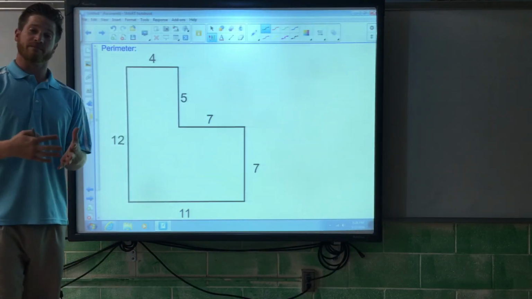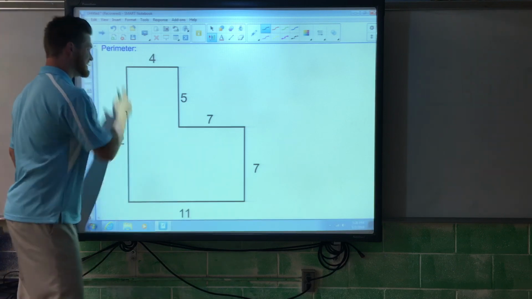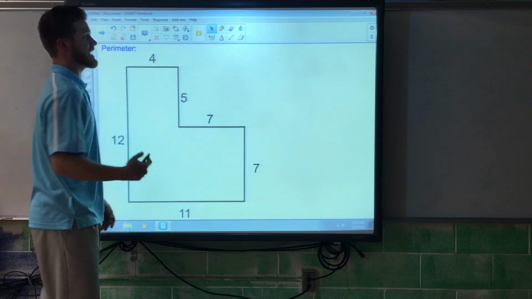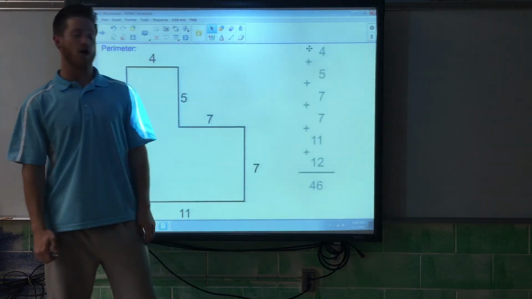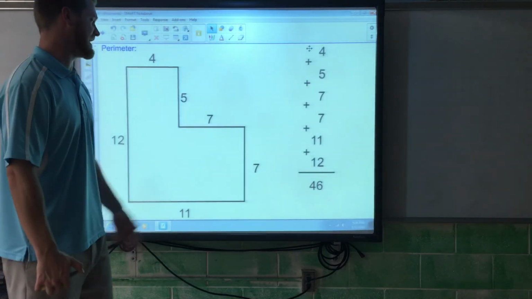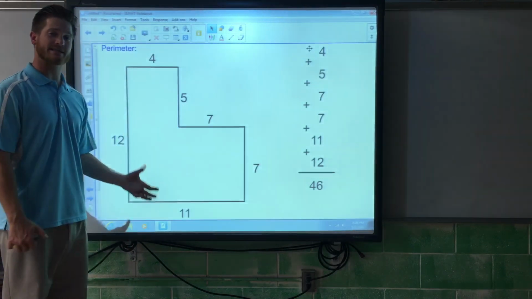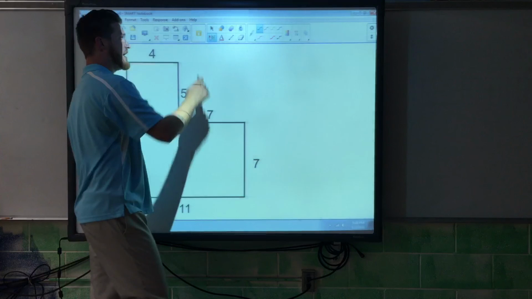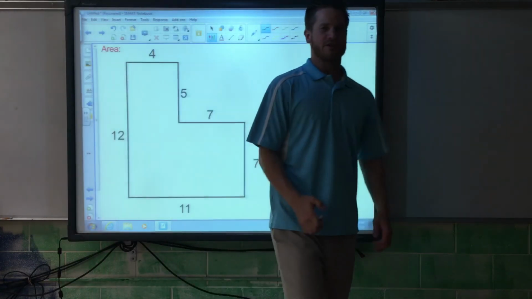And like we said earlier, to find the perimeter, it's the entire distance around an object. So to find the perimeter of this object, all you have to do is add up all the sides. When we add up all these sides, we do in fact get 46. So the perimeter of this composite figure would be 46. Now, to deal with the area, a little more tricky.